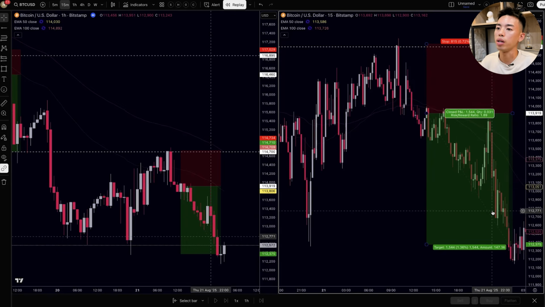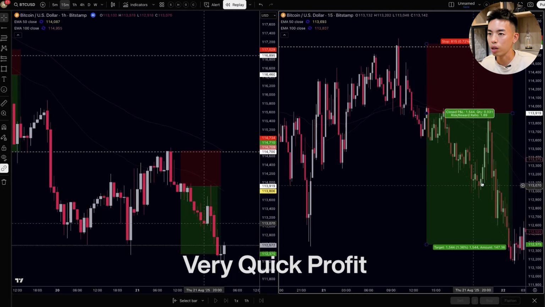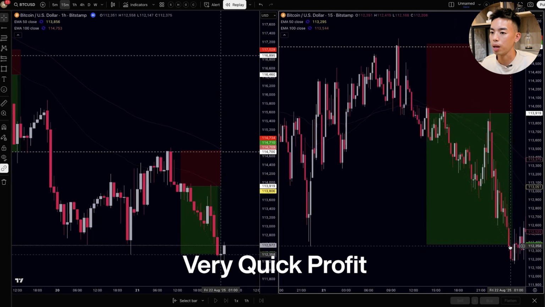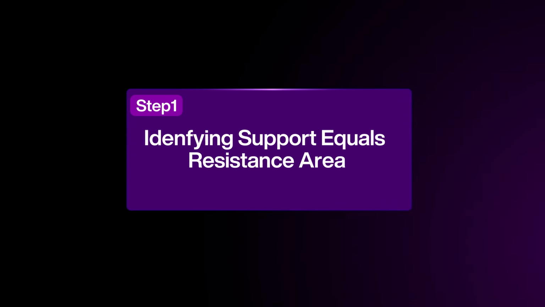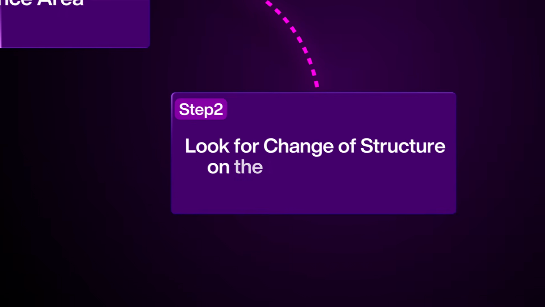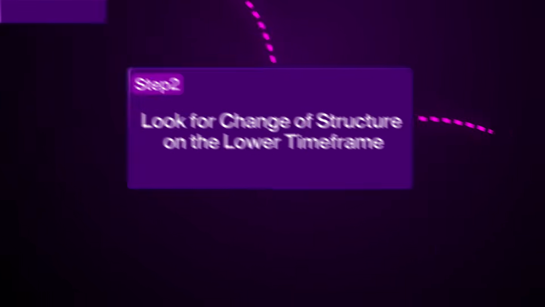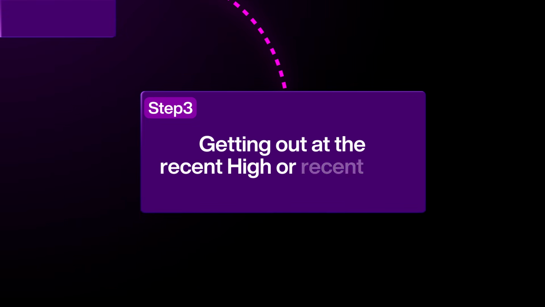You see that we barely have any drawdown. We hover around, came back for another test, and then came to profit very, very quickly. Just following the 3-step process, okay? Identifying the support equals resistance area, looking for the change of structure on the lower time frame, and getting out at the recent high or recent low.